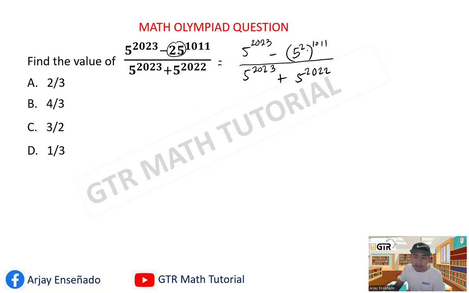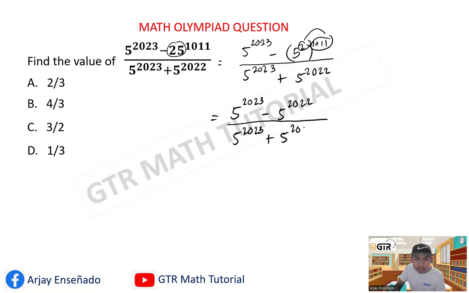So we apply the law of exponents here. If we have two exponents, all we have to do is multiply. So we have 2 times 1011, that will become 2022. Therefore we have 5 raised to 2023 minus 5 raised to 2022, copy the rest, over 5 raised to 2023 plus 5 raised to 2022. So next step, we just need to factor.